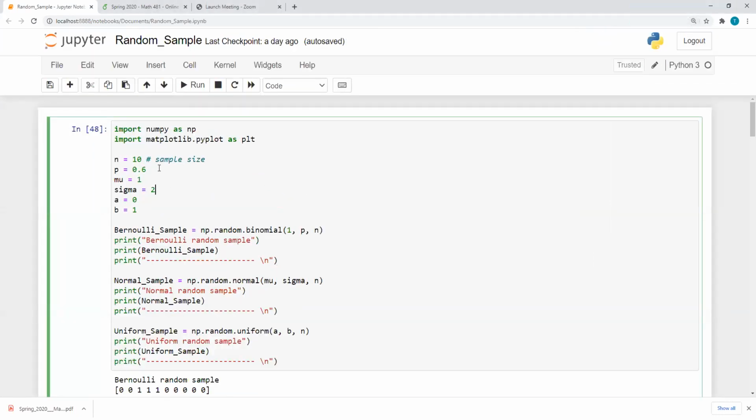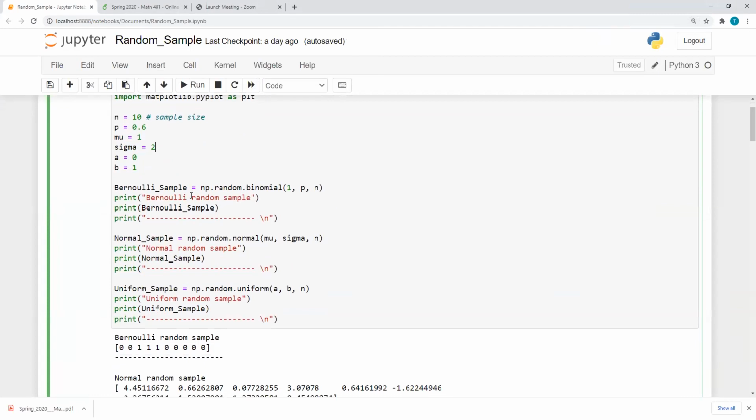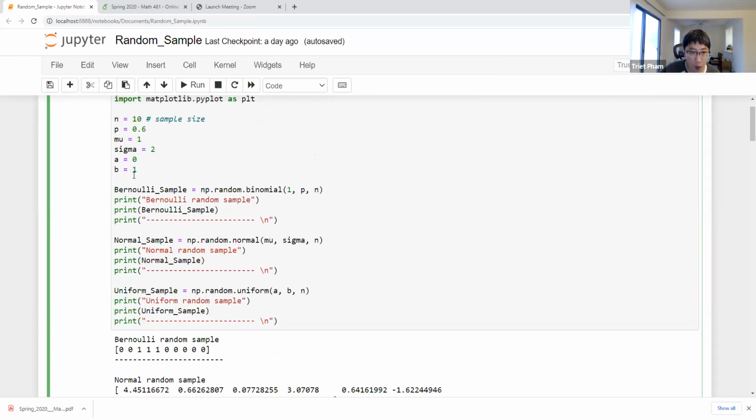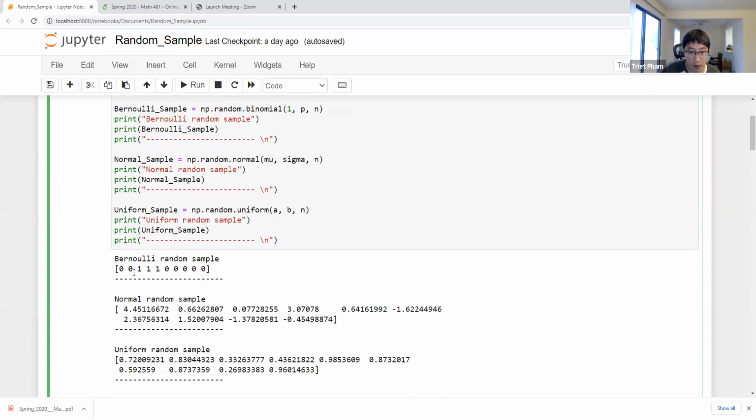All right, so here I'll simulate a bunch of samples, namely the Bernoulli, the normal, and the uniform. The uniform is from 0 to 1, the normal with mean 1, variance 4, sigma equal to 2. The Bernoulli has success rate 0.6. And sample size is 10. So by a random sample, this is probably what you're familiar with. You just see a bunch of numbers. But behind the scene is a random variable. What do we mean by that?